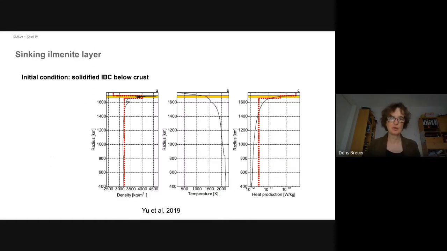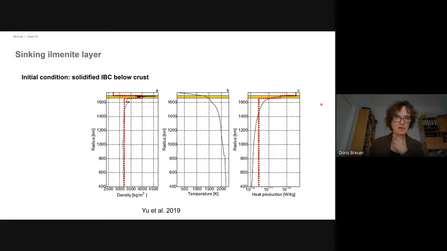So here I show you a model where we studied that, assuming that the magma ocean crystallized, including the IBC layer, and nothing happened before. So what you see here is the IBC layer. That is a density profile as a function of the radius. That is the assumed temperature profile, which consists of the crystallization temperature of the magma ocean at the end of the magma ocean. And this is the assumption about how the heat sources are distributed. Okay, these are details now.